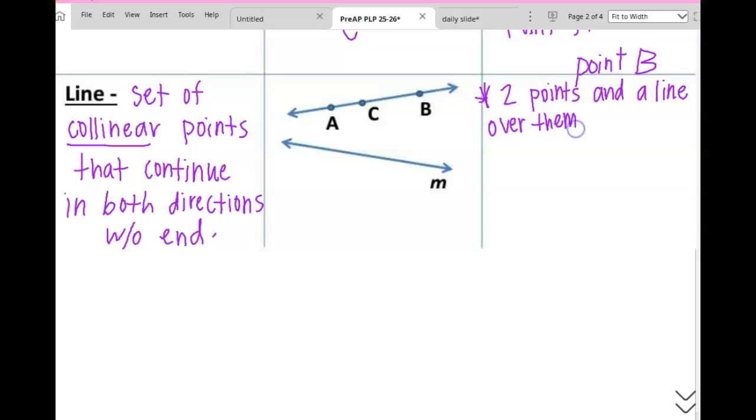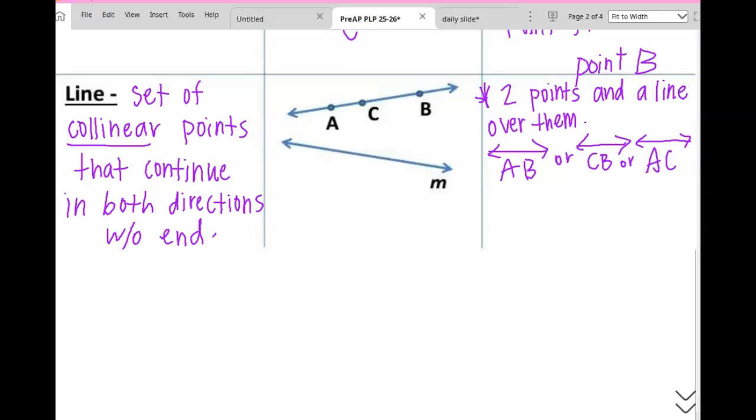So this is how we would name it. But obviously the points have to be on the line to use them. So you have to put a line over the 2 points. Give me any 2 points, any order. A and B. Or CB. Or AC. AC.